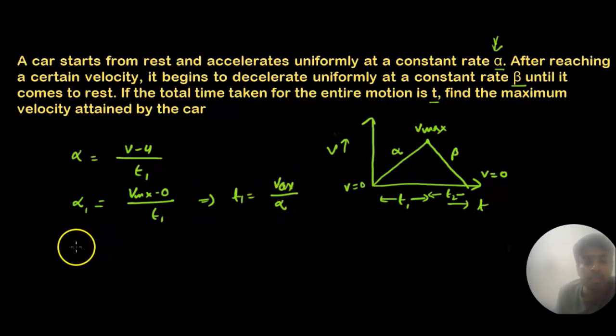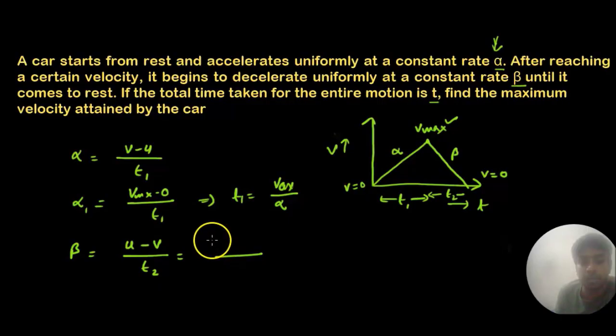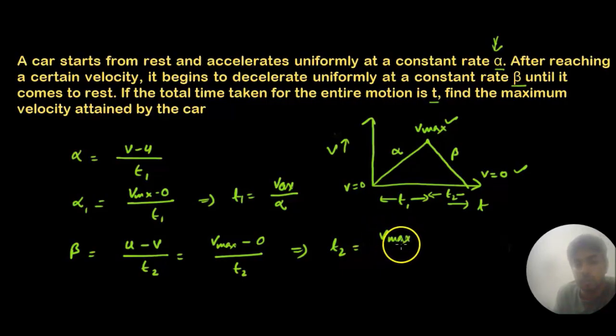In the same way, for the retardation, it is the change in velocity, initial minus final, and the time taken is t2. The initial velocity for the retardation is Vmax, the final velocity is 0, and the time taken is t2. So from this equation we can write t2 is equal to Vmax upon beta.